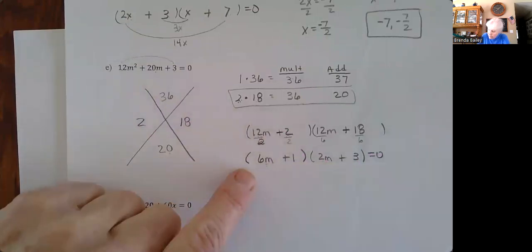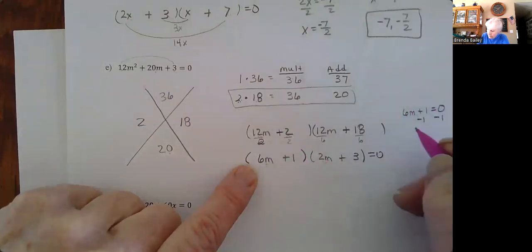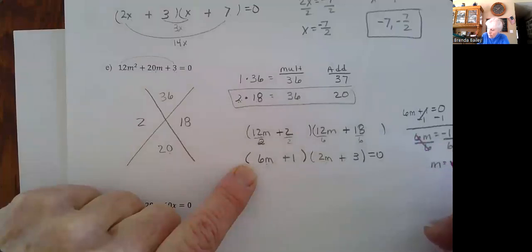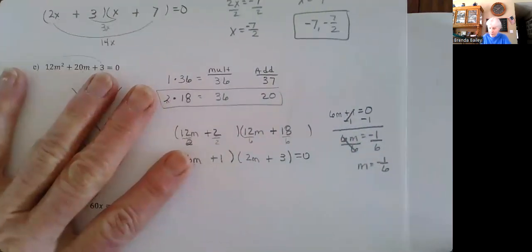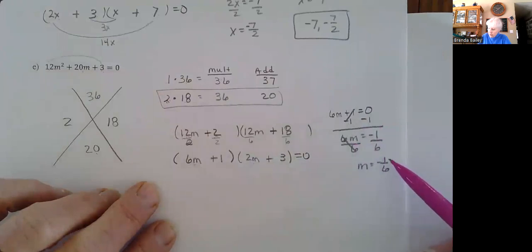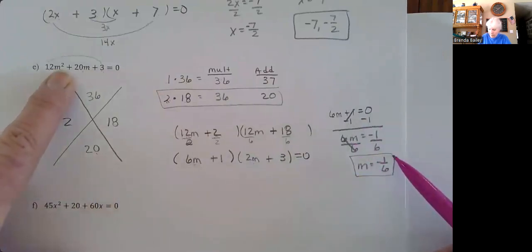So to solve this, you go 6m plus 1 equals 0. Subtract 1. 6m equals a negative 1. Divide by 6. m is a negative 1/6. Oh, sorry about that. So again, you just subtract 1 and then divide by 6. So there's one solution. Remember, the maximum we can have is 2.